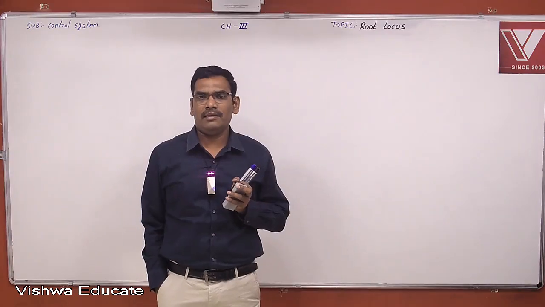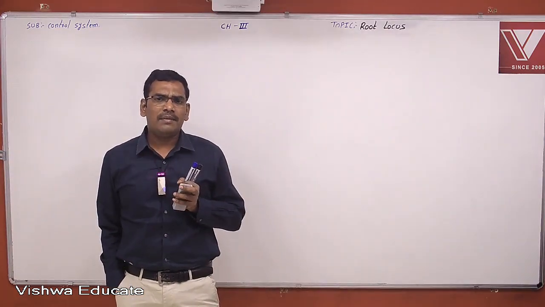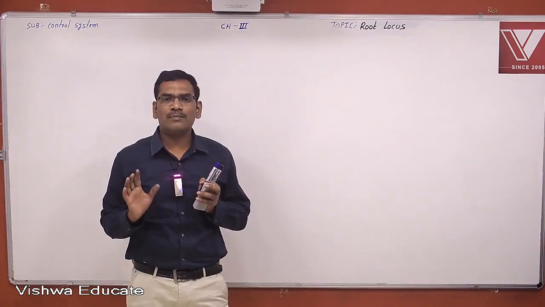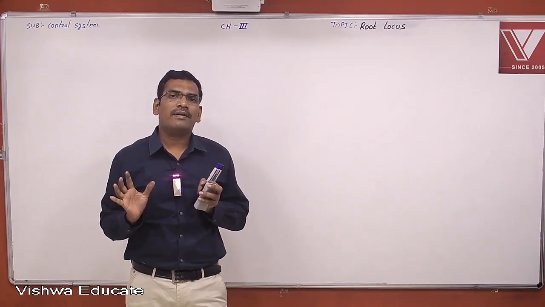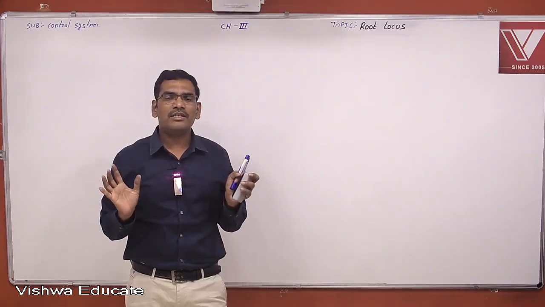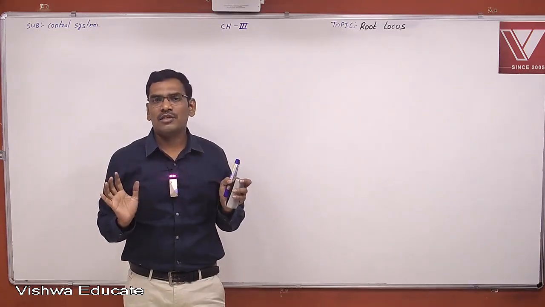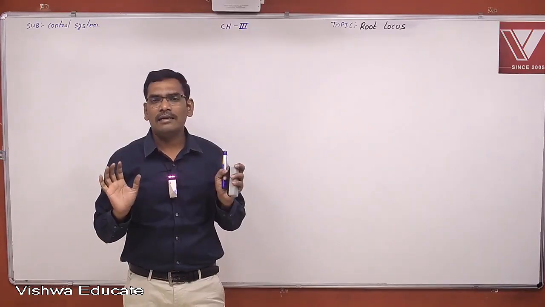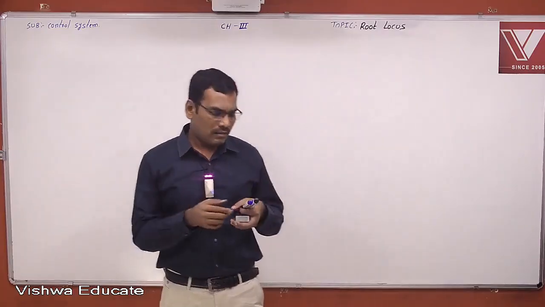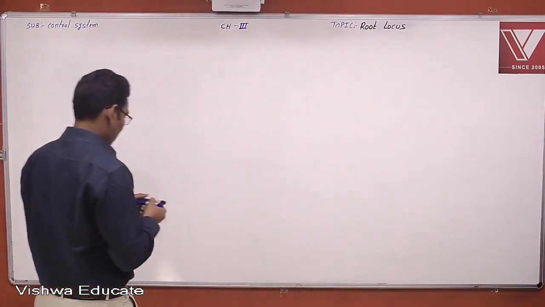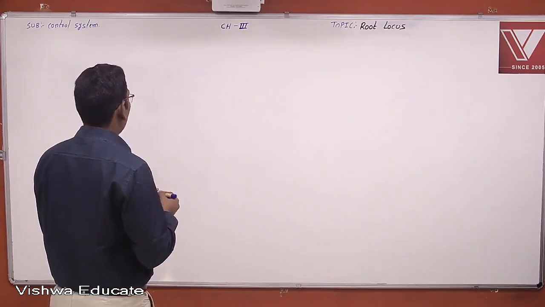Angle of arrival. The angle of departure and angle of arrival calculation procedure will be the same. Reference complex conjugate pole or reference complex conjugate zero. Measure the angles made by poles and the angles made by zeros, and you find the angle of departure and angle of arrival. Now we will solve a few other kinds of problems.